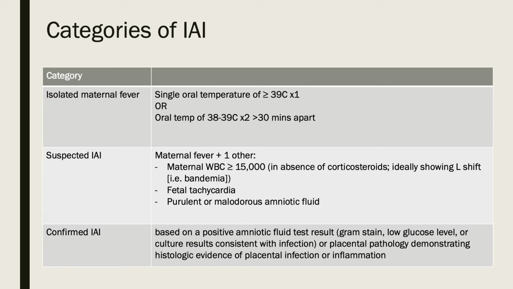The third category is confirmed IAI, and this is based on a positive amniotic fluid test result, so using a gram stain, low glucose level, or a culture, with results that are consistent with infection, or placental pathology that demonstrates histologic evidence of a placental infection or inflammation. So in clinical practice on the labor and delivery floor, confirmed IAI infection among women in labor at term will most commonly be made after delivery based off of the histo study of the placenta. So we will mainly be needing to manage, in the moment, isolated maternal fever and/or suspected IAI.